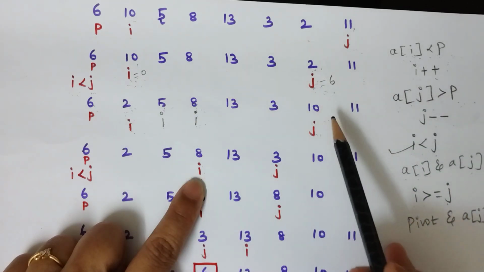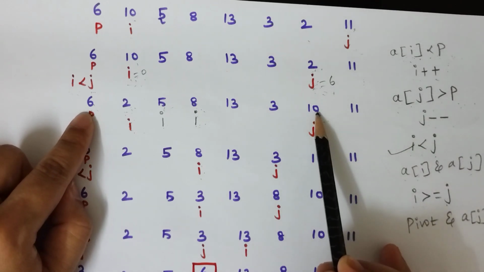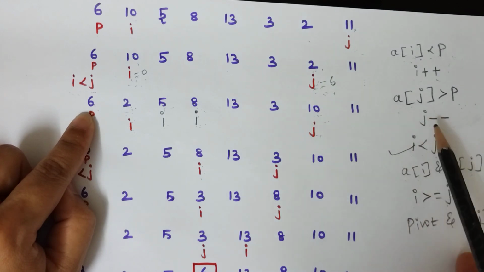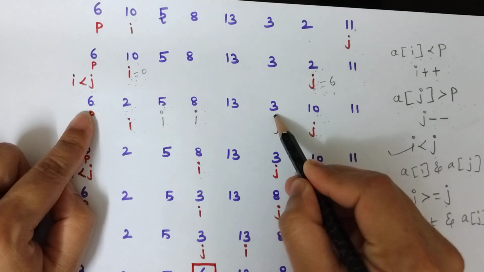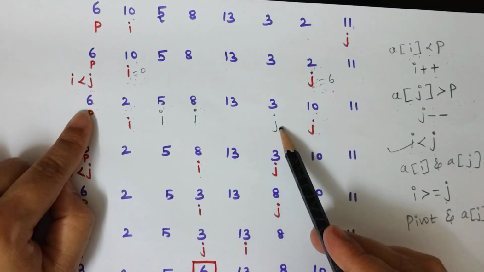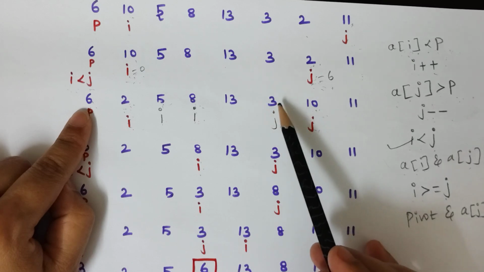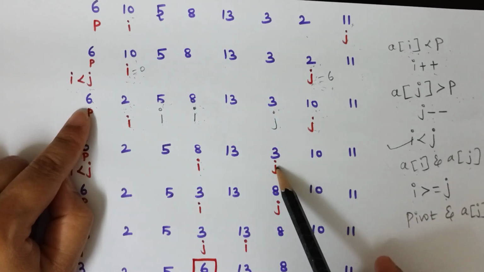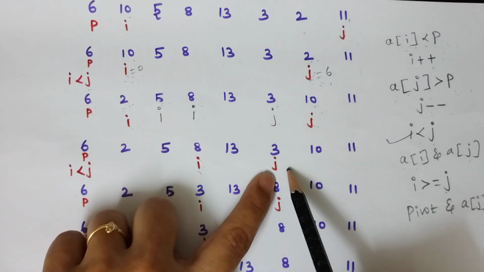Check the value of j. The jth value should be greater than the pivot value. So here 10 is greater than 6. If 10 is greater than 6, you need to decrement the value of j. So now the j value will be placed here. Now again you are comparing 6 with 3. This is not satisfying the condition. If it doesn't satisfy the condition, stop here. You stopped with i here and you stopped with j here.